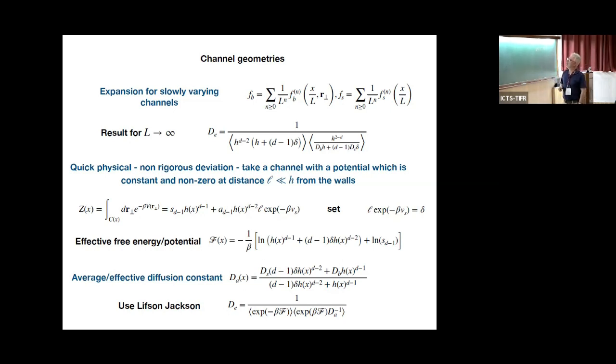Okay, and you plug this into the formalism. You do the perturbation theory. You take the limit L goes to infinity, and you find this result here. This is the formula for the effective diffusion constant for a channel. Where here, D is the dimension of the space. Okay, so for D equals 2, it's a flat channel. For D equals 3, it's going to be a cylindrical channel.